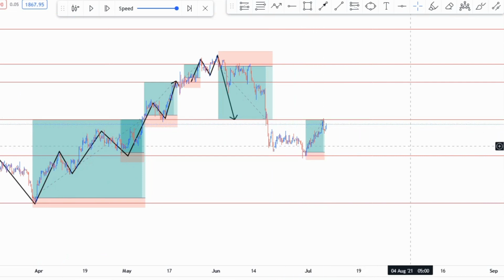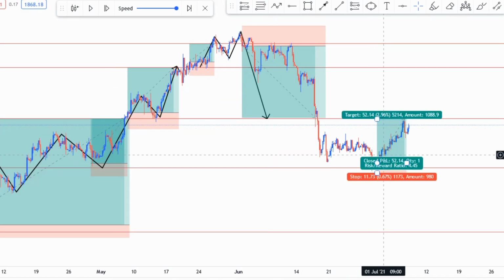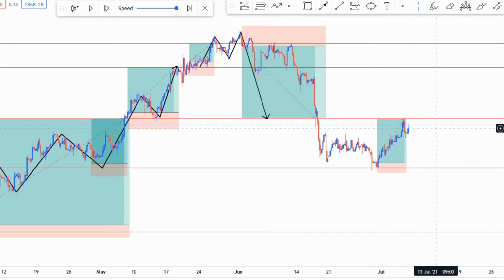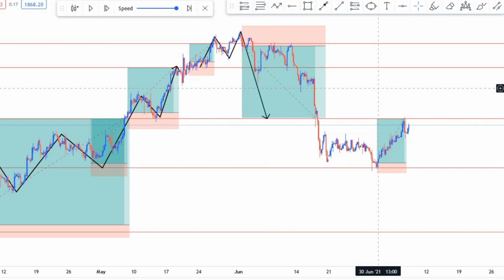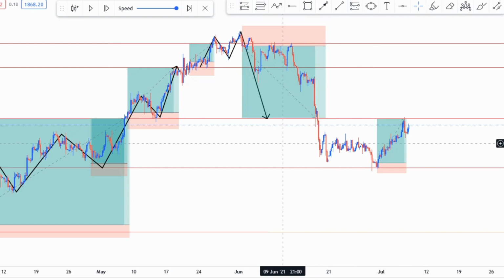So this is the way I would normally trade gold, using these price structures and key areas that I'll be looking out for, as well as Fibonacci levels, just to give me a fair idea of where price reversals will be.